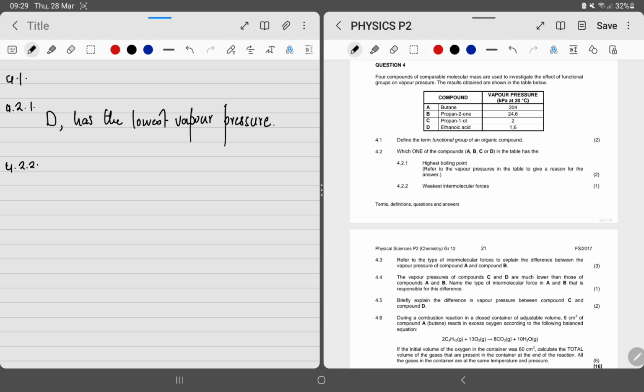4.2.2. The weakest intermolecular forces. Alkanes have the weakest intermolecular forces, so it is going to be A.